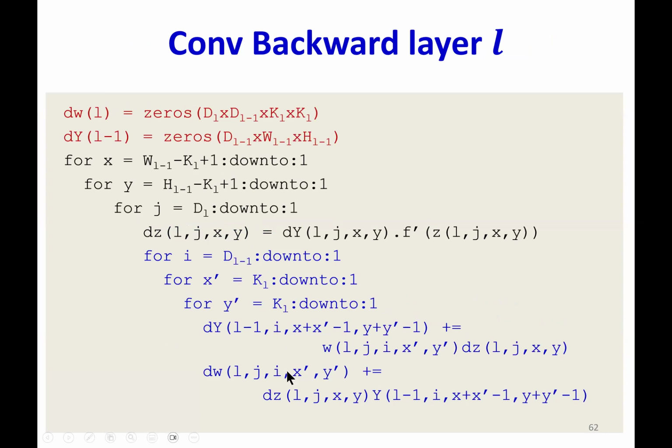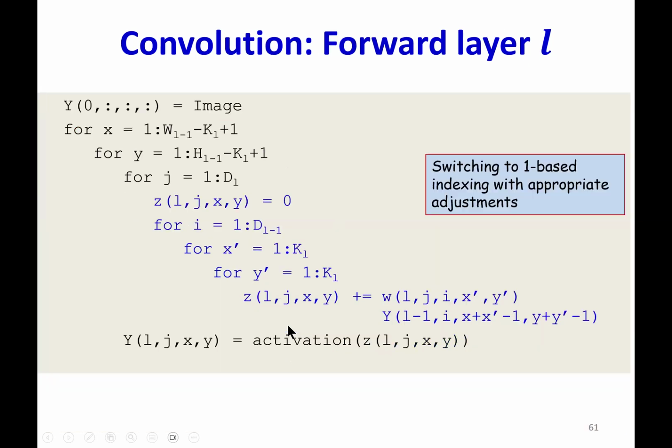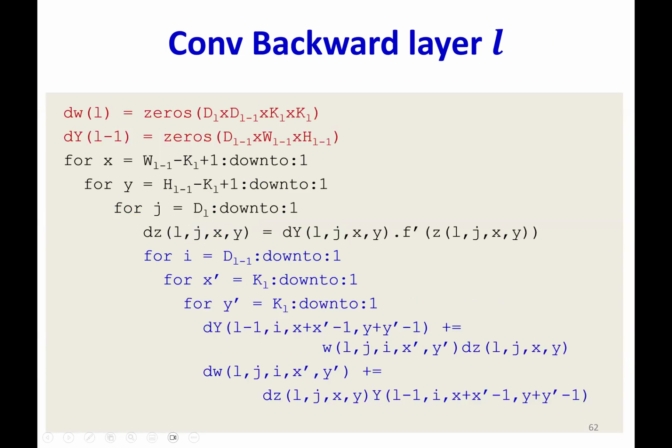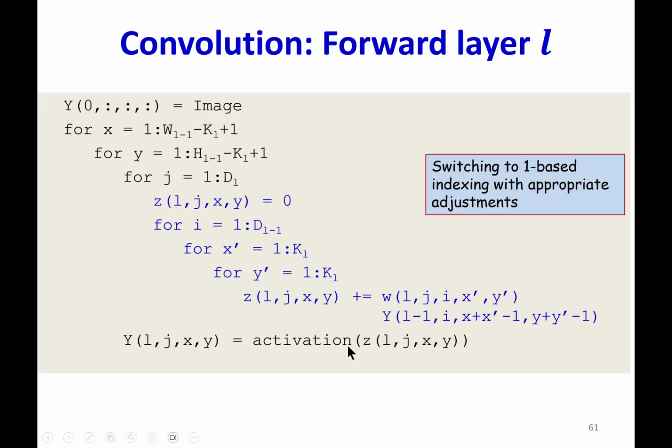And then here, in the forward pass, the affine term was always incremented by the product of W and Y. So in the backward pass, you're going to use exactly the same location. The derivative with respect to W x prime y prime is going to be incremented by the derivative with respect to Z x y times Y x plus x prime minus 1, y plus y prime minus 1. And so you don't even have to worry about the indices. The actual indices are given to you right in this code.